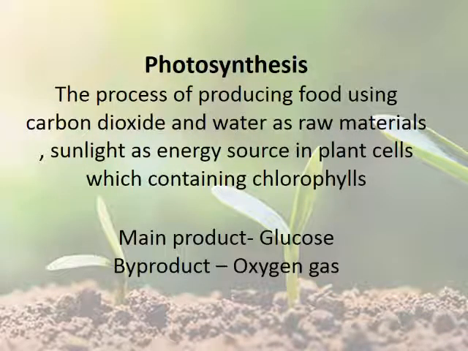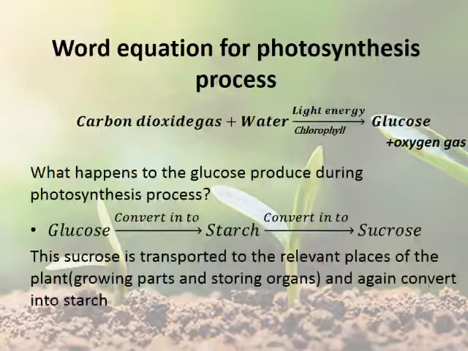Let's look at photosynthesis as a process. How to define photosynthesis? The process of producing food using carbon dioxide and water as raw materials, and sunlight as the energy source, in plant cells which contain chlorophyll. Here it produces glucose as the main product. Not only glucose, it will produce oxygen gas as the byproduct.